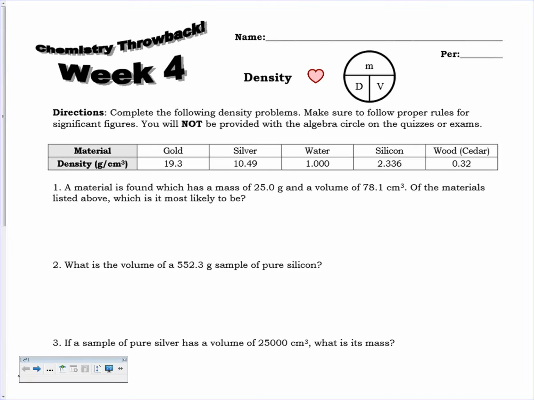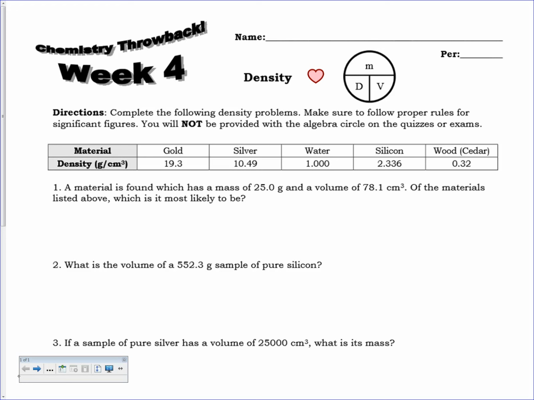Week 4 throwback here is on density. So to start off with, I'll just talk about how these problems are done in general. You'll use this algebra circle, although you won't be provided with that on the exam, so you have to have it memorized. The way this works is you cover up the variable that you're solving for.